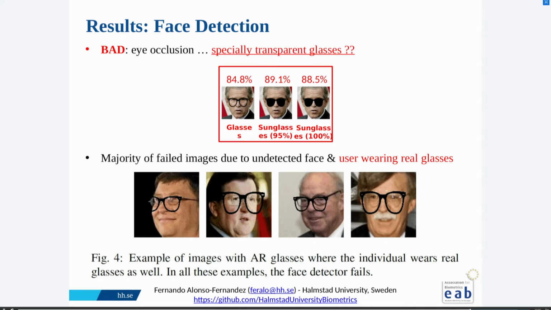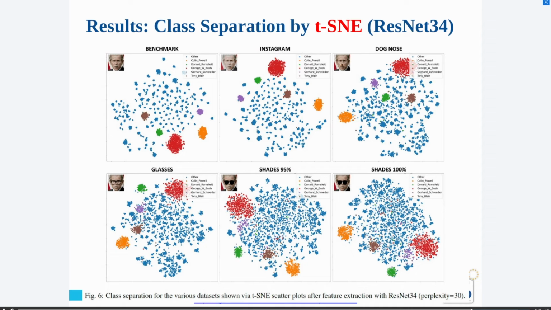So if we put a second pair of glasses, this seemed to hinder the face detection performance to a greater extent than if we just put black glasses on top of the eyes. So this was an interesting result that we observed that was in principle unexpected. Here we have the t-SNE separation of the different users based on the different filters.